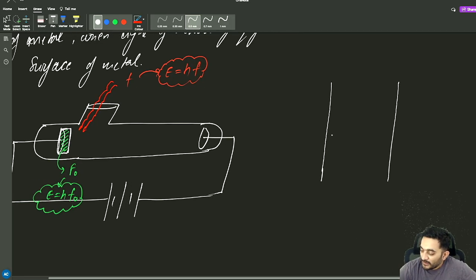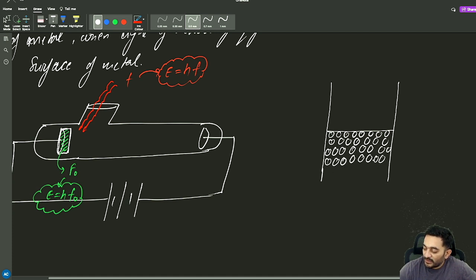See, after a certain point your electrons are present. I'm just drawing this particular electron which is present at a certain depth inside a metal. One thing is very clear over here, that this energy when it falls, the red one, you already know that it can be calculated by hf.